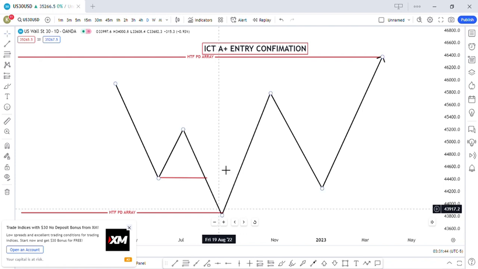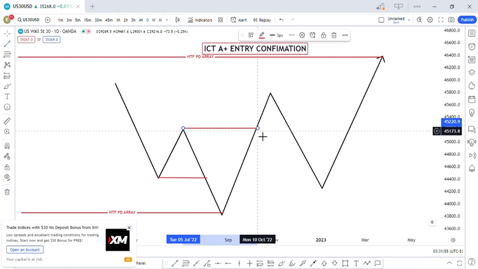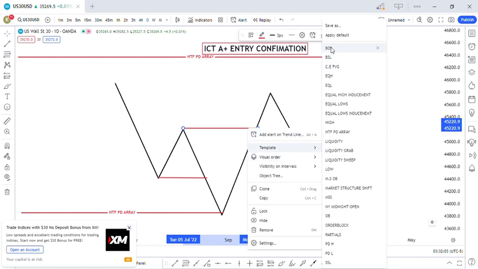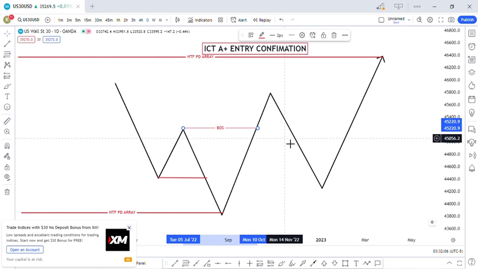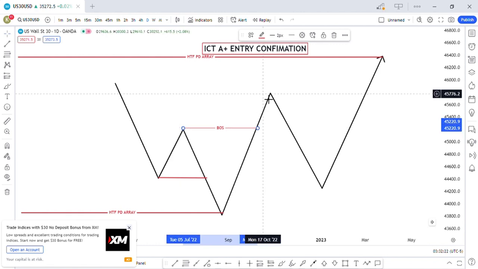What do you look for? You look for a displacement above this swing high here. When this displacement occurs, you can categorize it as either a market structure shift or a break of structure. Either one is fine, because a break of structure signals to us that a market structure shift, or a change in the state of delivery, is occurring. The market was delivering lower lows and lower highs. Now the market has broken a high. Now it's going to deliver higher highs and higher lows.